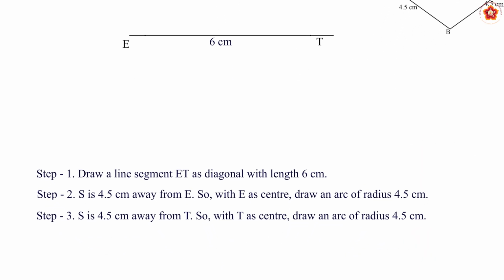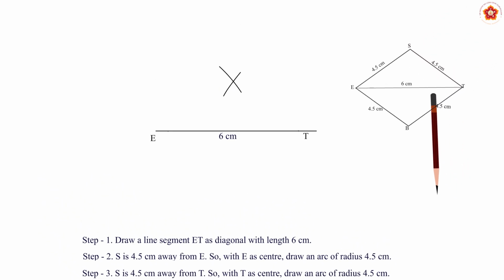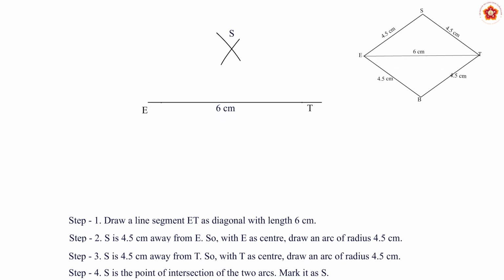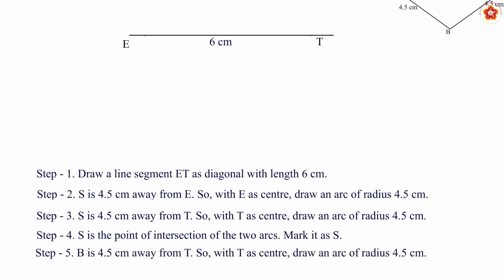Now how to get B? The two arcs meet at a point called S. So let us mark it as S. Okay? Don't say no. Tell yes only. Next step, there is a point called B below the line. And how much is it? It is 4.5 centimeters from T. Shall we draw it? Okay.